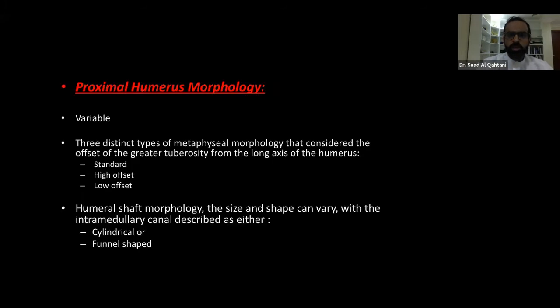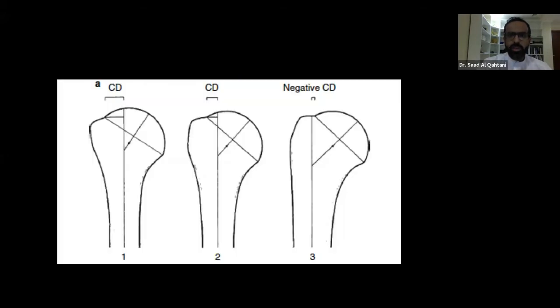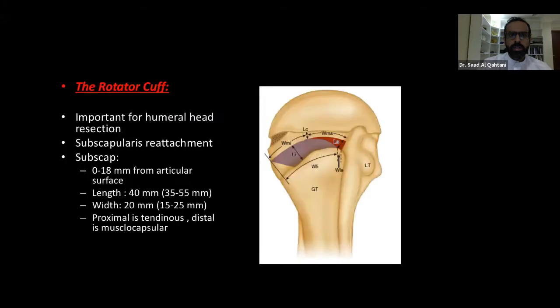What about the proximal humerus morphology? It's variable. There are mainly 3 distinct types of metaphyseal morphology that consider the offset of the greater tuberosity from the long axis of the humerus: standard, high offset, or low offset. And the shaft itself can be cylindrical or funnel shaped. This one showed the standard, the high and the low offset regarding the proximal morphology.